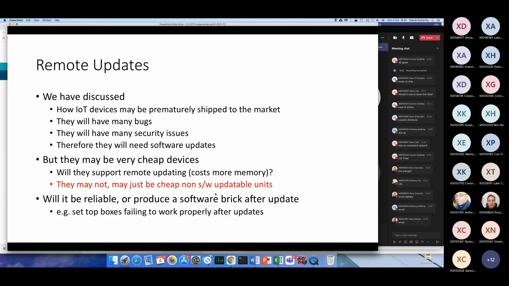So remote updates is really, really important. And again, it depends on your market. If you have a very cheap thing and it doesn't matter if it has a few little bugs, as long as it does roughly what it's supposed to do, fine. But if there's a chance it has to be updated, you better make damn sure it's reliable, that it can be updated, has enough memory to be updated, right? So be very, very careful with that.